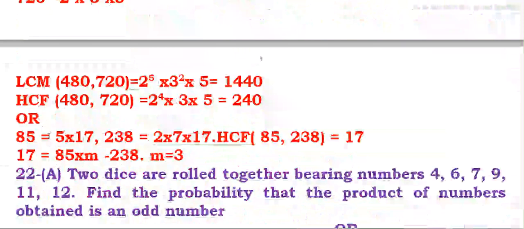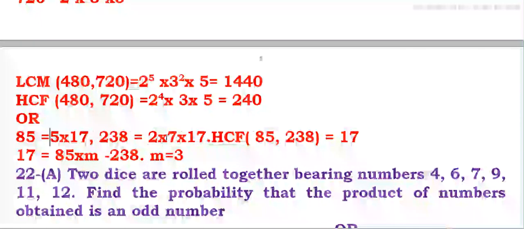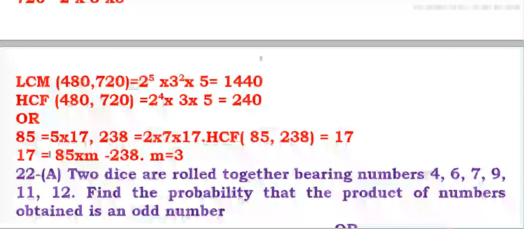85 has factors 5 into 17, 238 is 2 into 7 into 17, therefore the HCF is 17. And this is given, 17 is equal to 85 m minus 238. So 85 m minus 238 is equal to 17, and by this m will be 3.